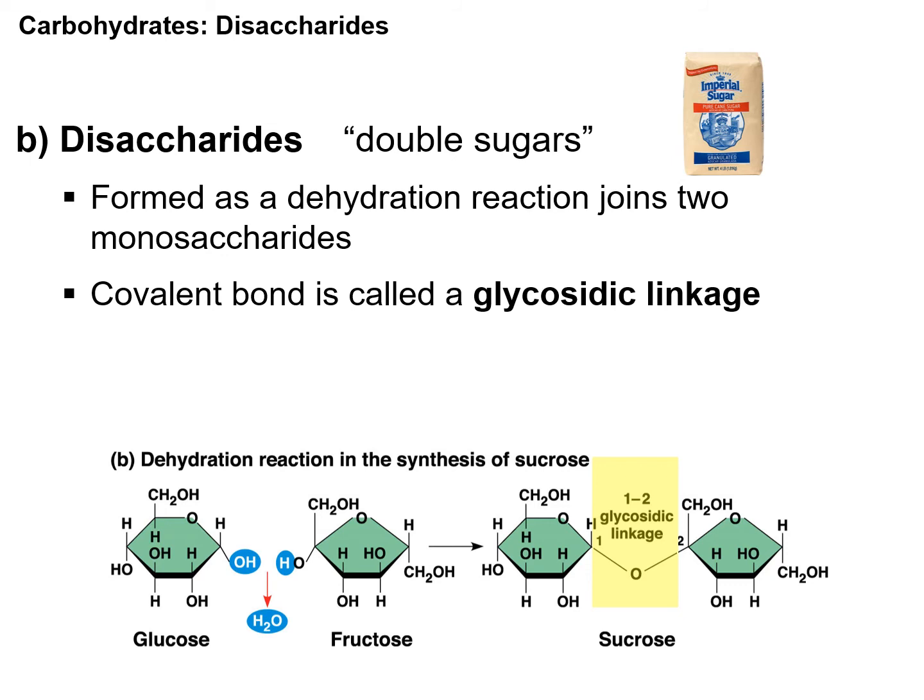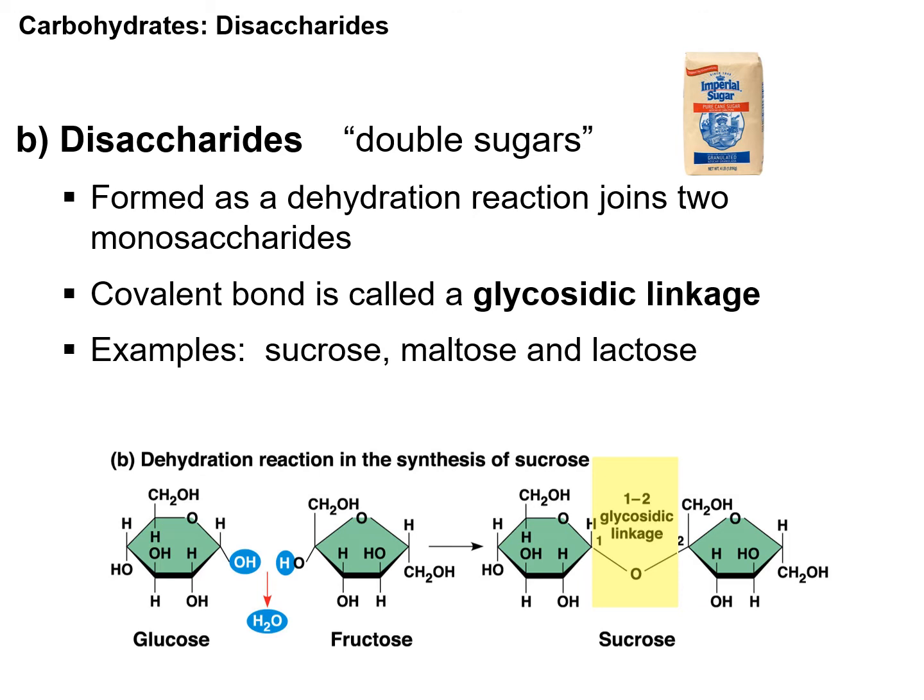Other disaccharide examples include maltose or malt sugar, an ingredient used in brewing beer, and lactose, the sugar in milk. You may know someone who is lactose intolerant, meaning then that their body does not produce the enzyme lactase to break down the lactose. Symptoms include gas and cramping, and may be avoided by taking lactase tablets when dairy products are consumed.